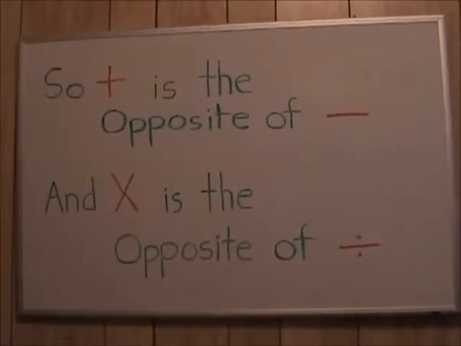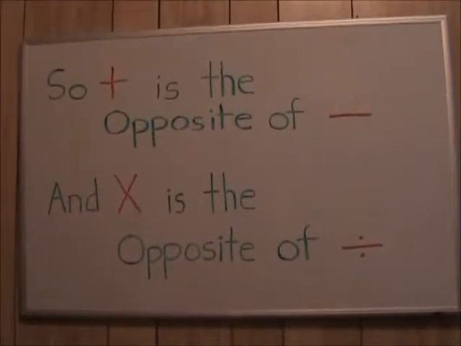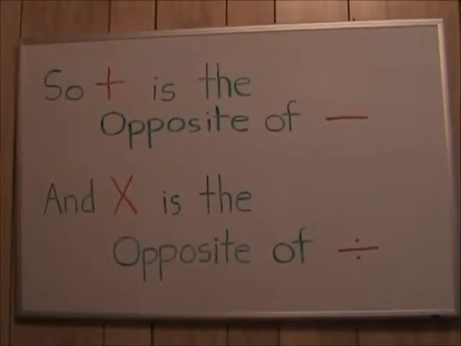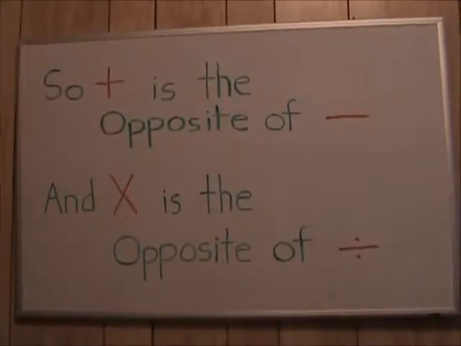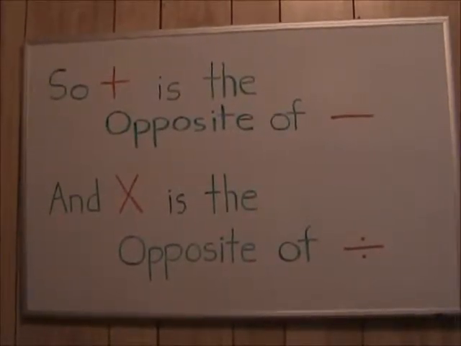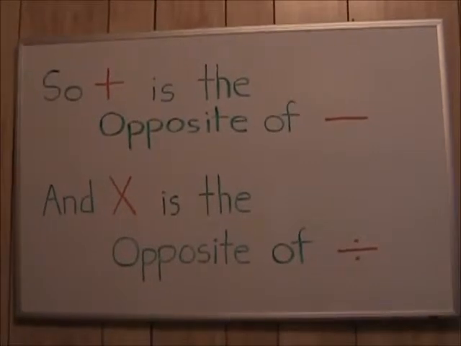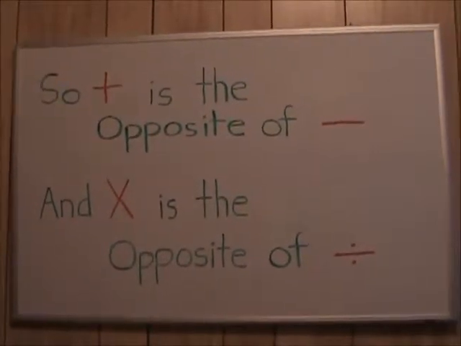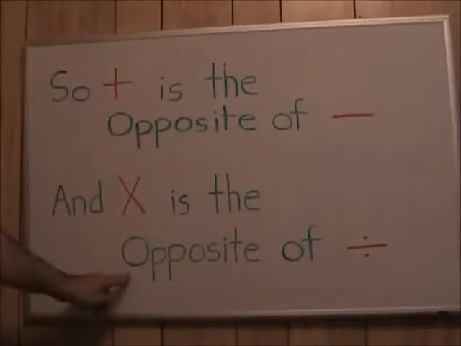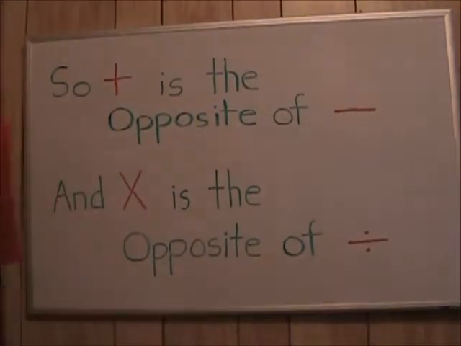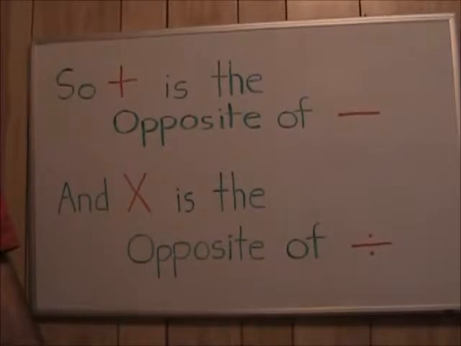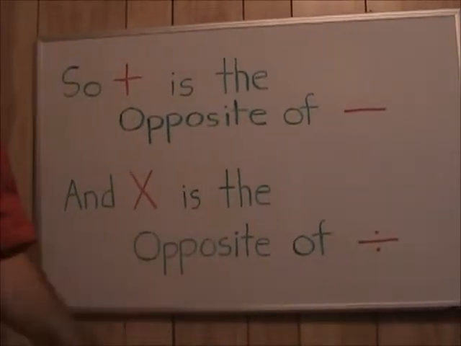And multiplication is the opposite or the inverse of division. If you're not multiplying, then the opposite of multiplication is division. And opposite means inverse, or inverse means the opposite. So again, the inverse or the opposite of addition is subtraction, and the inverse or the opposite of multiplication is division. But now let's put some numbers on the board and see how that works in practical usage when we work with numbers.